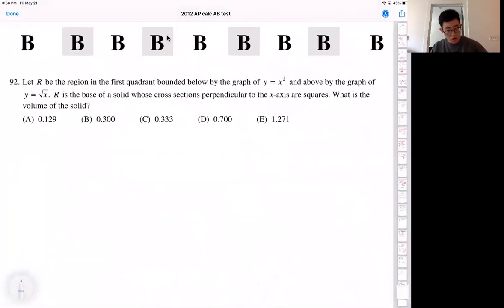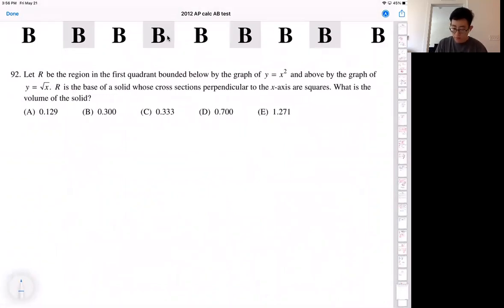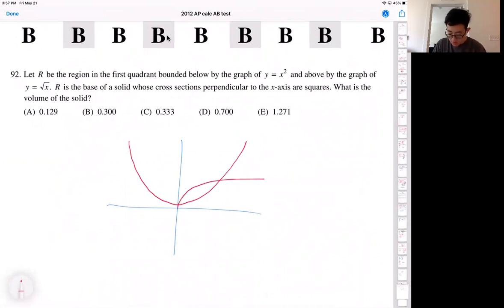It says, let R be the region in the first quadrant bounded below by the graph of y equals x squared. At this point, you should all know what that graph looks like, right? It looks like this. And above by the graph of y equals square root of x. So square root of x actually looks like this, okay? And R is the base of the solid whose cross sections perpendicular to the x-axis are squares.